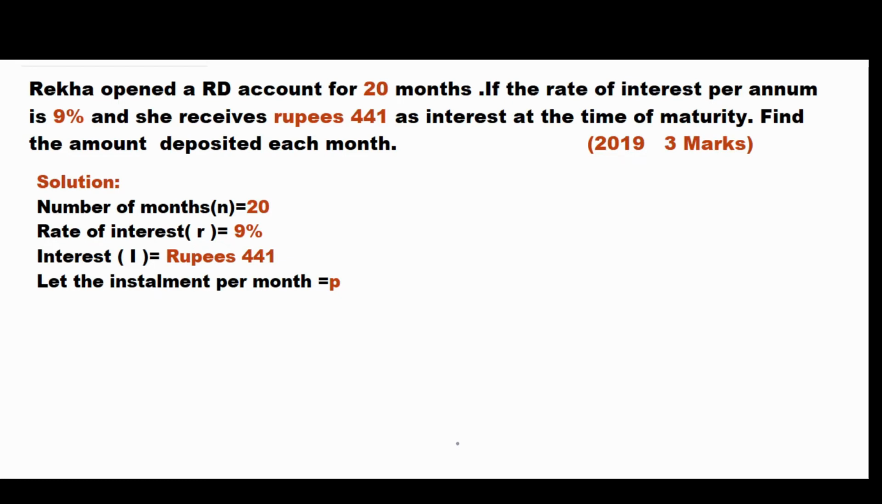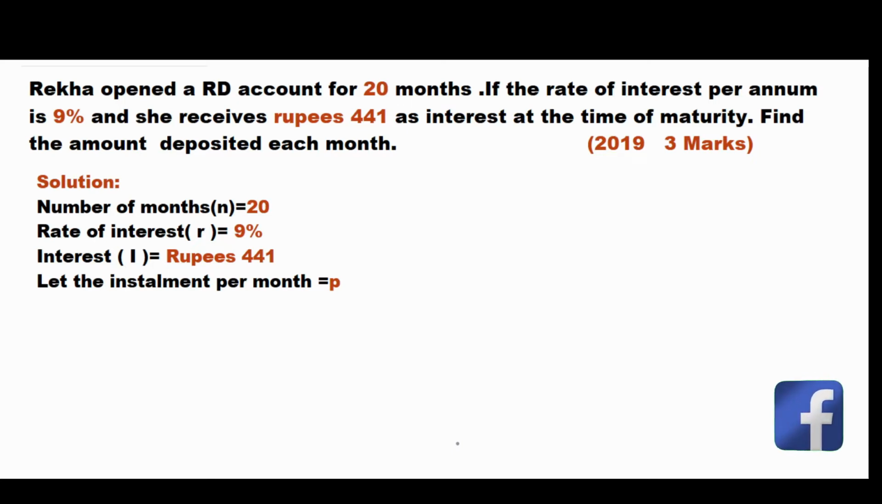The second problem is, Rekha opened an RD account for 20 months. If the rate of interest per annum is 9% and she receives rupees 441 as interest at the time of maturity, find the amount deposited each month. So this was the question which appeared in 2019 and it was for 3 months.